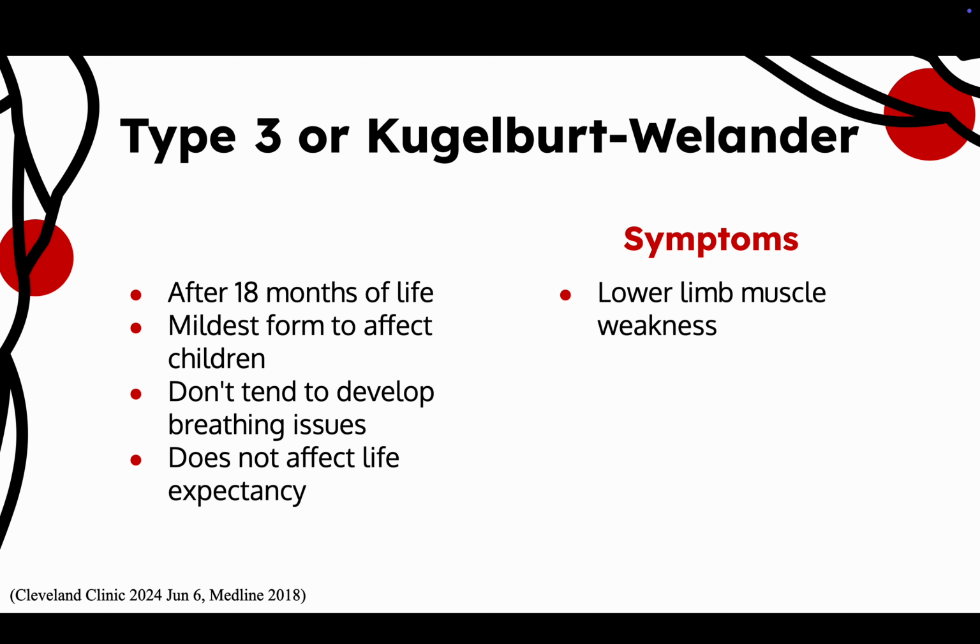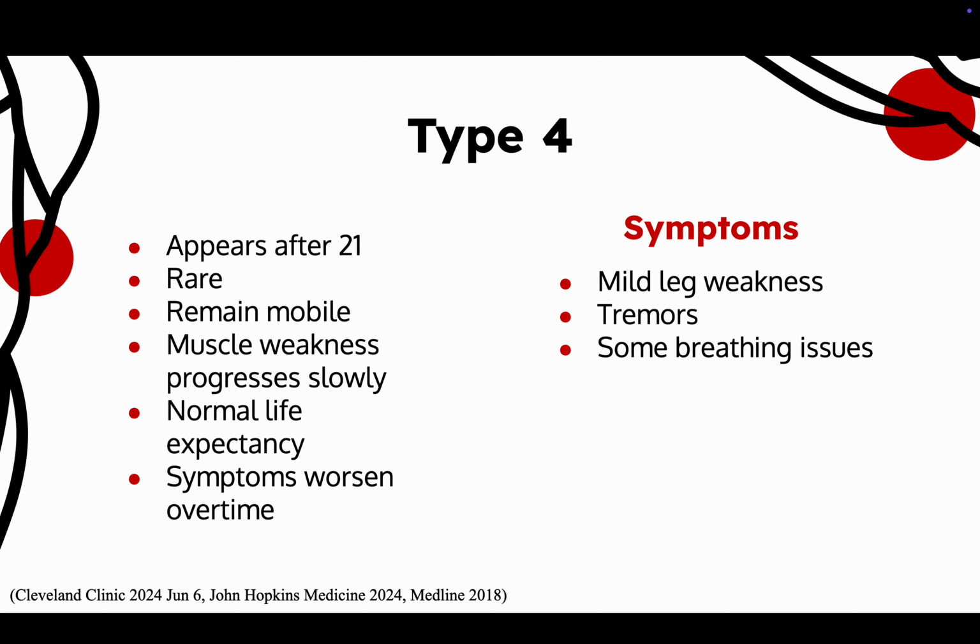Type 3 is usually diagnosed after 18 months of life. It is the mildest form to affect children. Those with type 3 don't tend to develop breathing issues, and it doesn't affect life expectancy. Symptoms include lower limb muscle weakness, primarily in the legs. Type 4 appears after 21. It is rare. Most remain mobile. Muscle weakness progresses slowly. These have a normal life expectancy, and the symptoms worsen over time. Symptoms include mild leg weakness, tremors, and some breathing issues.